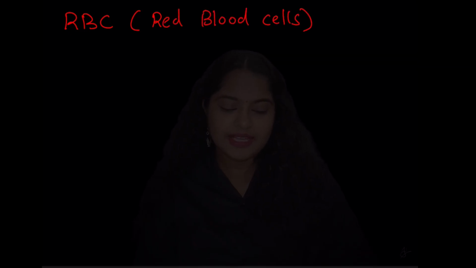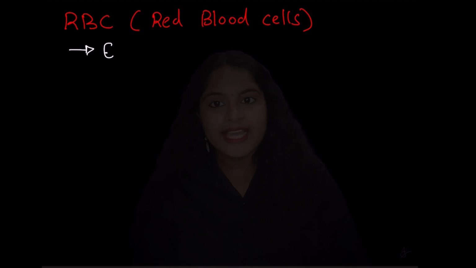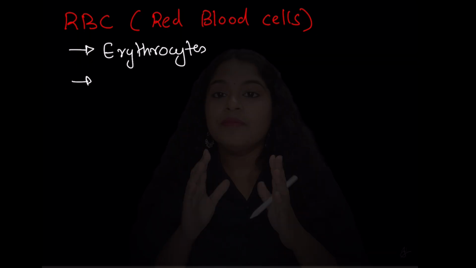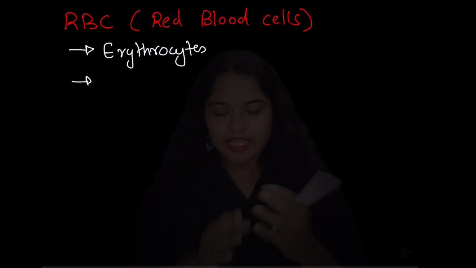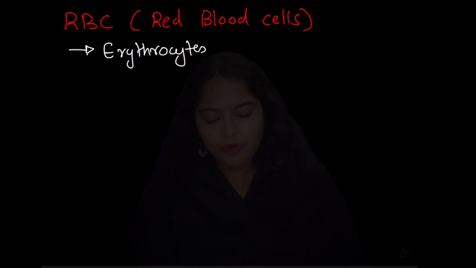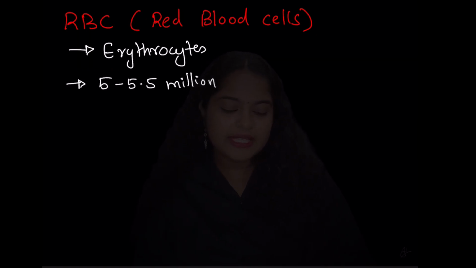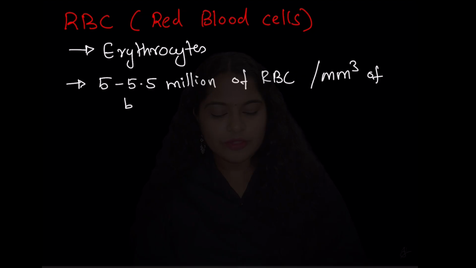So first we will see what is RBC. RBC is nothing but the red blood cells. We already told that it is also called the erythrocytes. These are the most abundant type of blood cells present in our body. So what is the RBC count in our body? It is like 5 to 5.5 million RBCs per mm cube of blood. So in 1 mm cube of blood, 5 to 5.5 million RBCs are present.